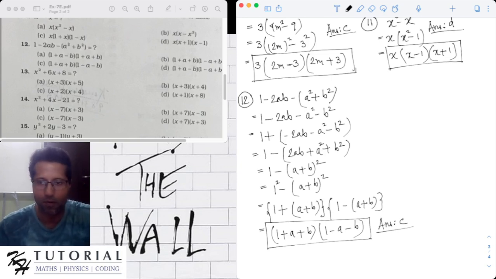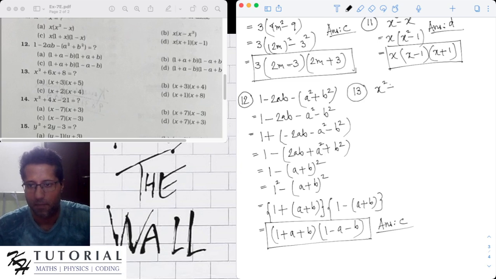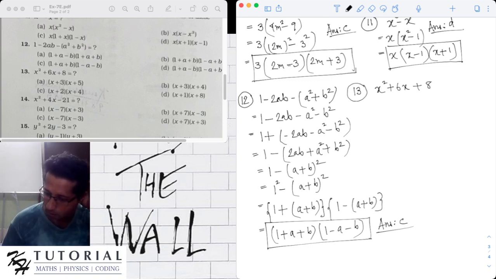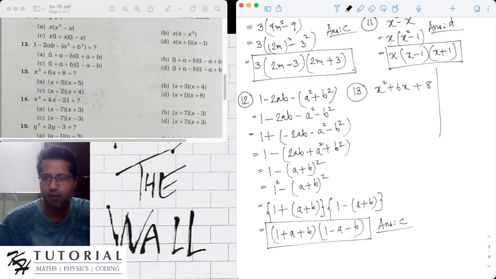Okay, let's do problem number 13. The polynomial given is x square plus 6x plus 8. So we can see clearly it is a quadratic trinomial, that is, it is a polynomial of 3 terms, and the degree of the polynomial is 2. So we will definitely try to apply the concept of factorization for a quadratic trinomial, which is a polynomial of the form x square plus px plus q.